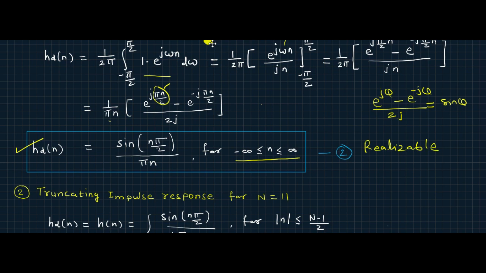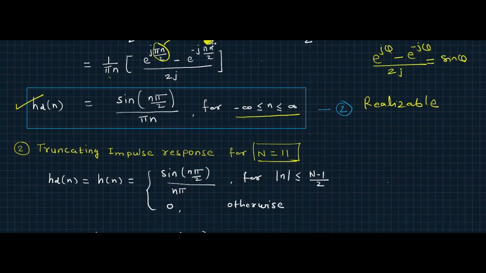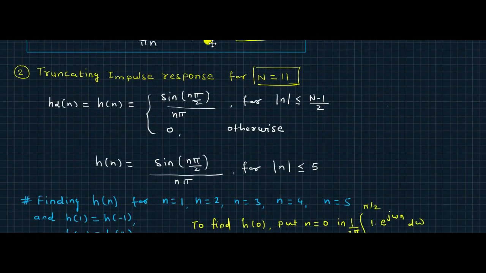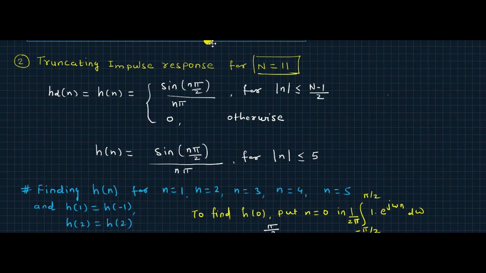Okay, we want some part of this. We have to truncate it for n equal to 11 samples. See, we have n equal to 11. It's given in the example that the order of the filter is n equal to 11. We have to design a low pass FIR filter for n equal to 11. Therefore, we have listed the steps in designing an FIR filter by the Fourier series expansion method.